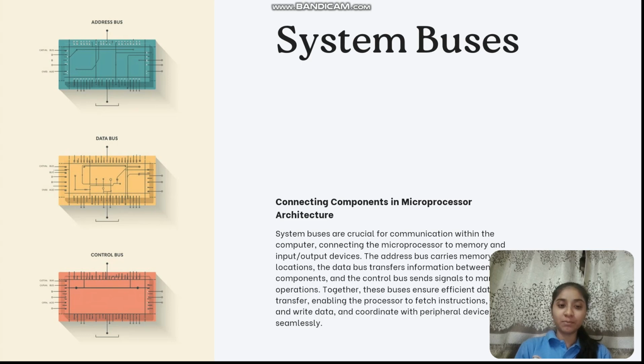Now next is the system bus. For different parts of the computer to communicate, they need communication pathways, which are called system buses. There are three main types of buses. The data bus transfers the actual data between the components. The address bus carries the address of the memory location, and the control bus carries the signals that control operations like reading and writing the data. These buses help the processor to communicate efficiently with memory and other devices.